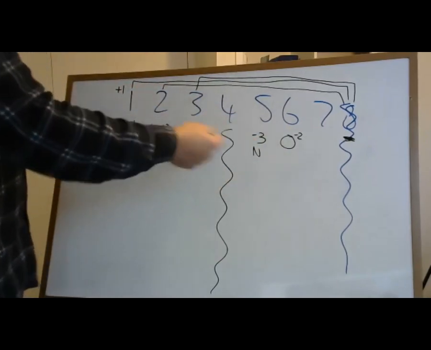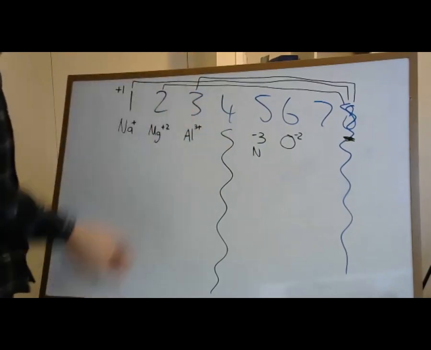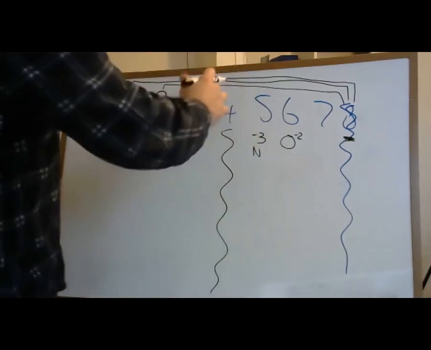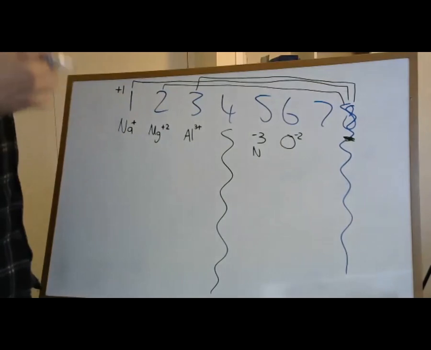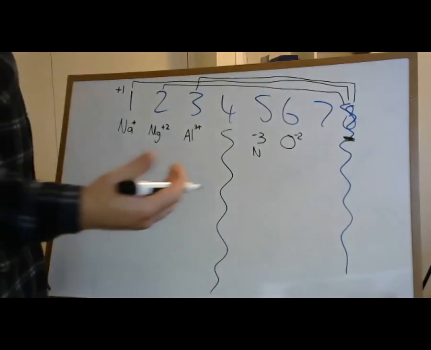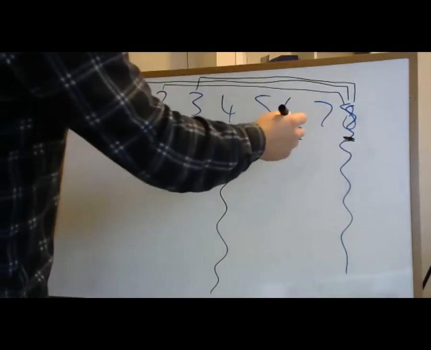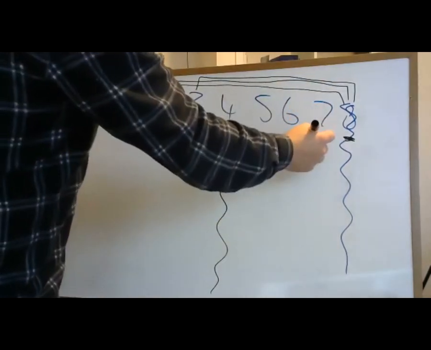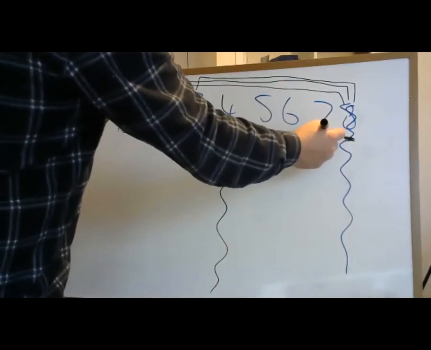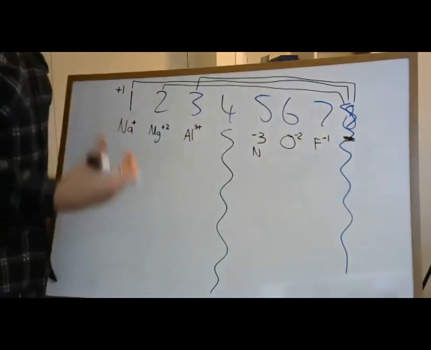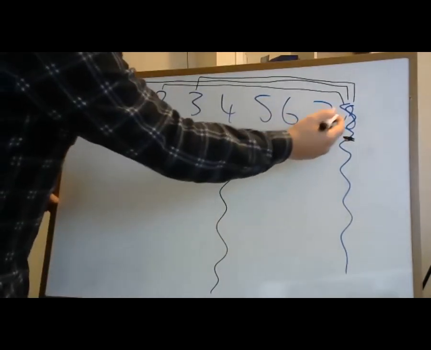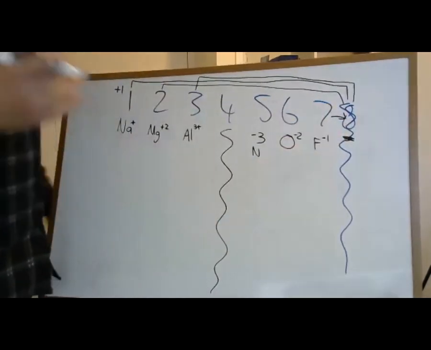And you can see the clear difference. You have the metals on the left-hand side, and for the most part, you have non-metals that accept electrons on the right-hand side. Group 7, fluorine, accepts 1 electron because it already has 7, and now it's happy. It's stable.